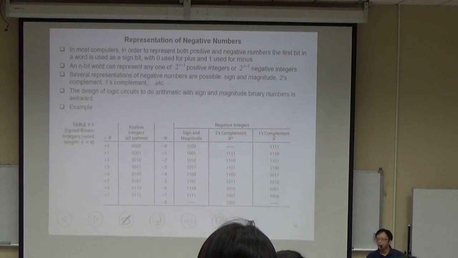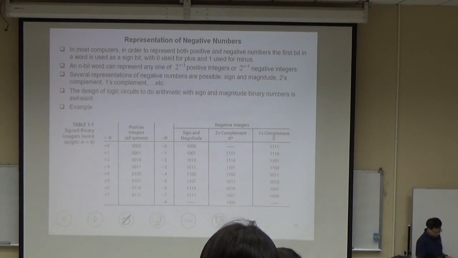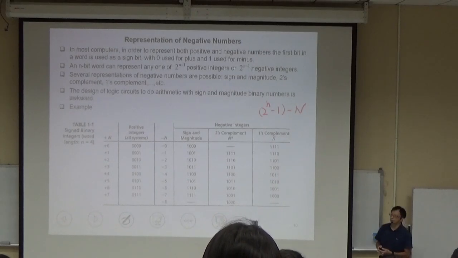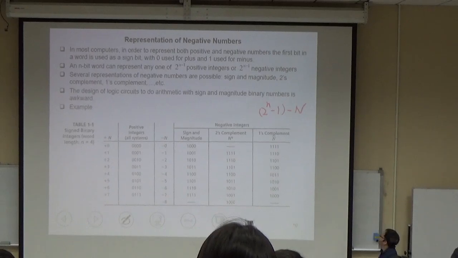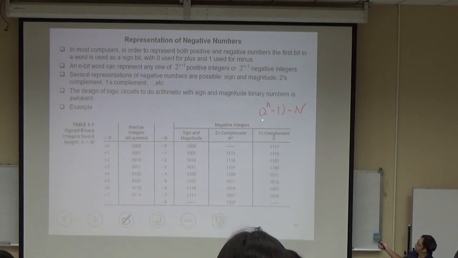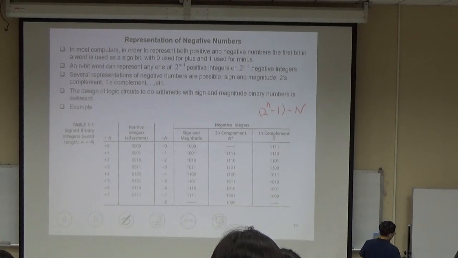What's the definition of this result? That's quite easy. So that's the 1's complement definition for a negative number: 2 to the power n minus 1 minus the positive number n equals minus n.